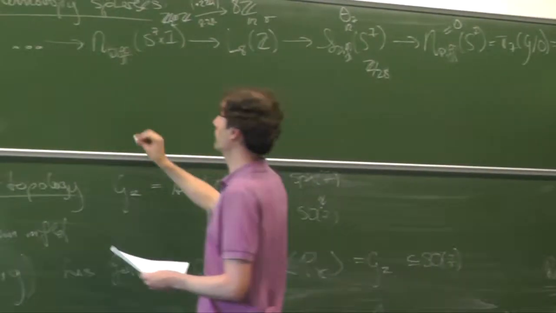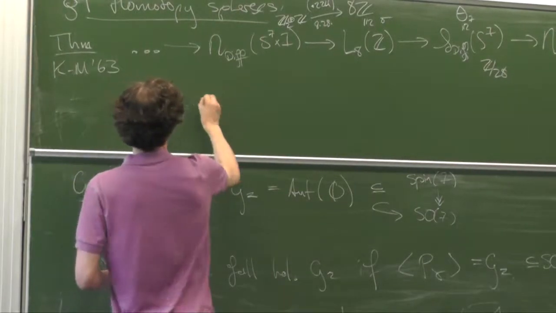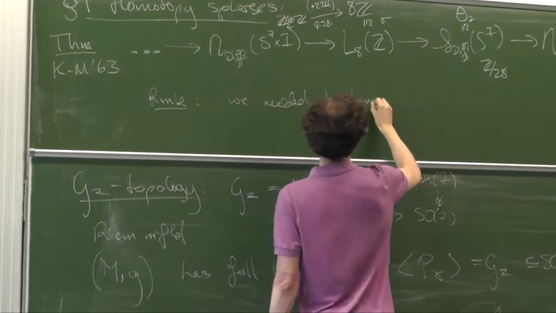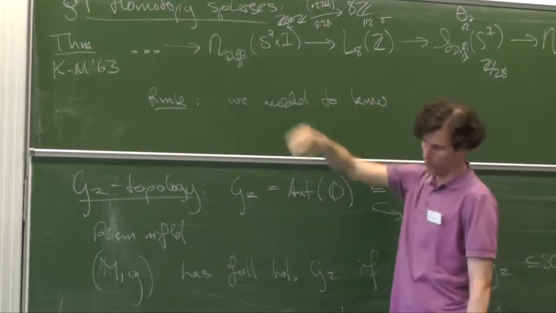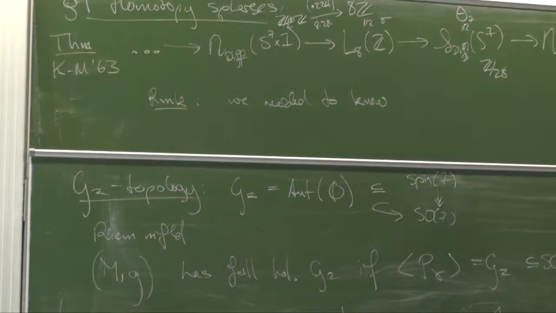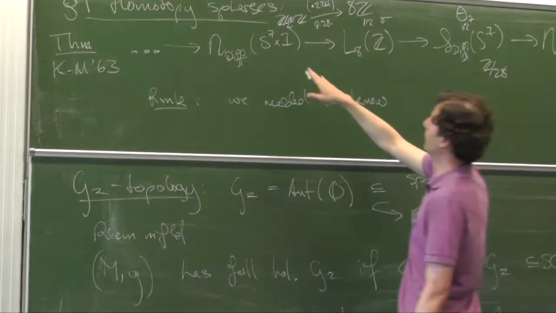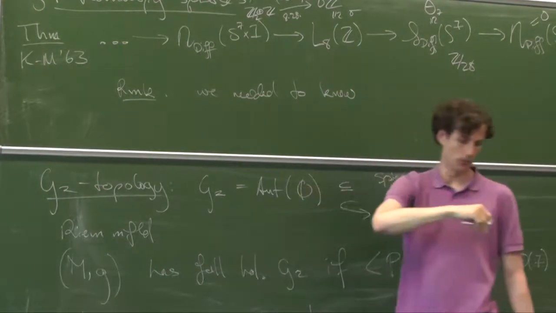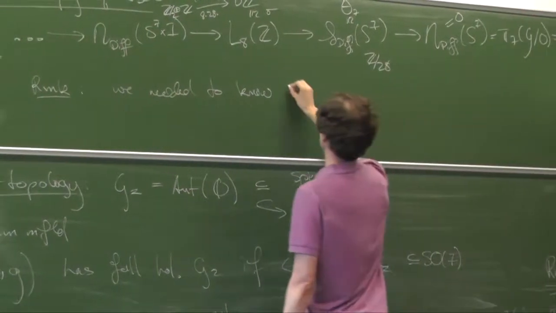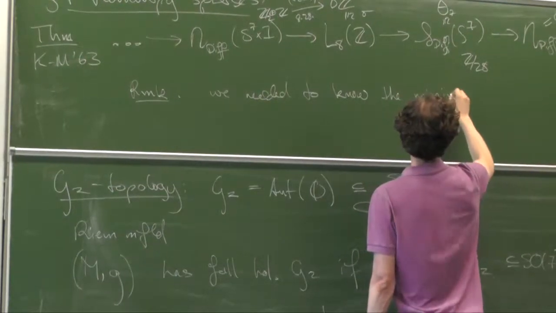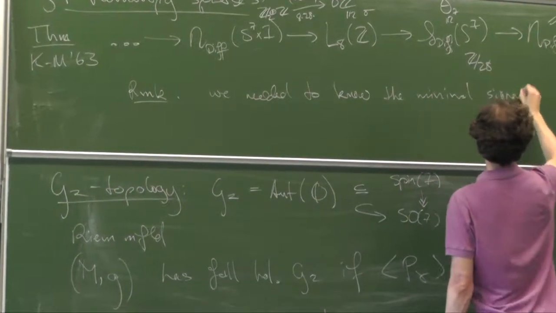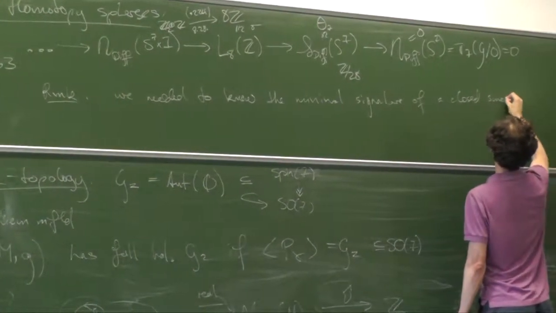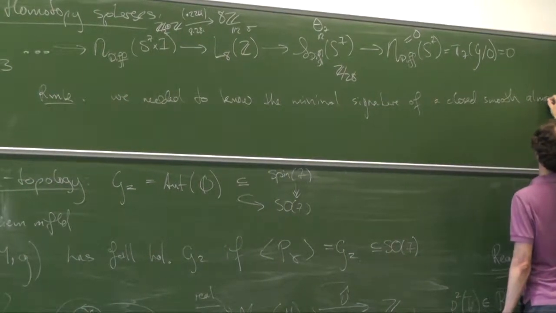So just a remark here, what you had to know, so we needed to know the minimal signature here. So these manifolds here, on one side you can cap it off with a standard disc, on another side you can try and cap it off. And so the closed manifolds here will be so-called almost parallelizable. The tangent bundles will be trivial if you remove a point. So we need to know the minimal signature of a closed, smooth, almost parallelizable 8 manifold.